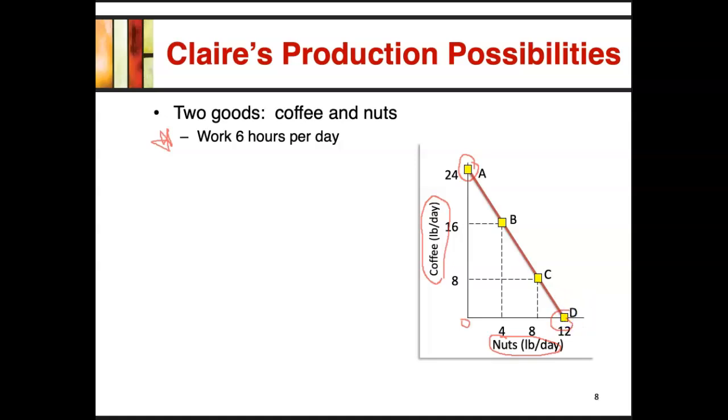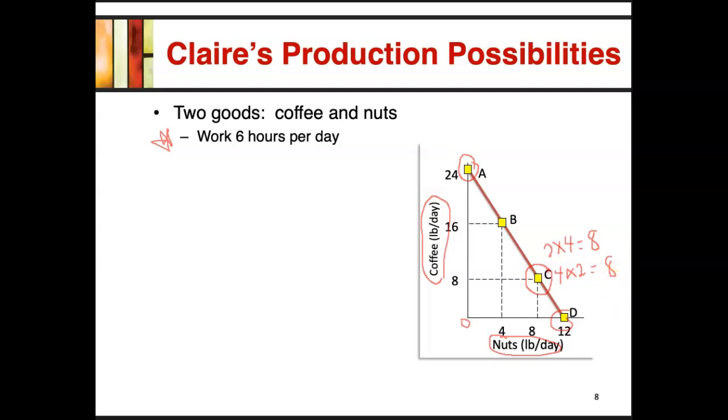If for some reason she decides to use 2 hours for coffee and 4 hours for nuts, she can produce at point C. So that's going to be 2 times 4, because remember, she can pick 4 pounds of coffee in an hour. So that's 8 pounds. And she uses 4 hours to pick nuts, so it's 4 times 2, and that's also 8. So maybe that's the best thing for her to do. She actually has equal amounts of coffee and nuts as well.